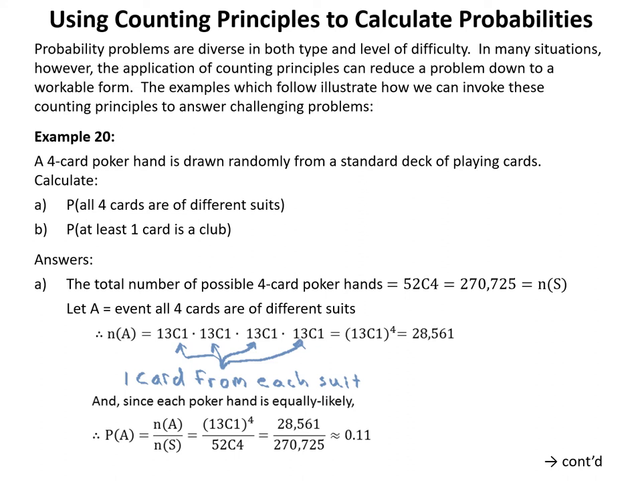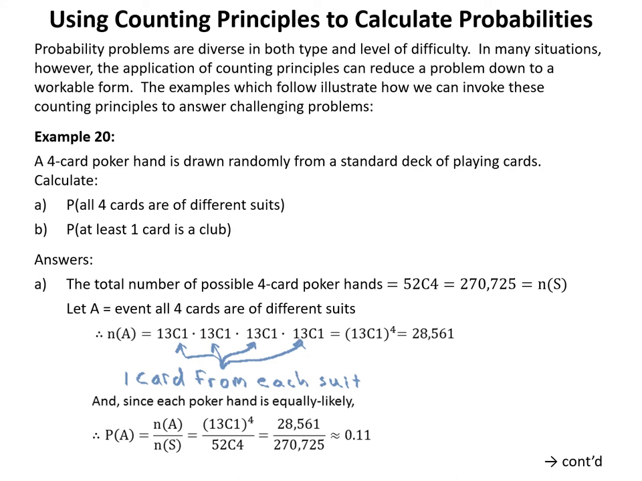Now in part A, we can start with looking at the overall sample space, and that will apply to both parts A and B. The total number of four-card poker hands, which comprises our sample space, is simply equal to the number of ways of choosing four cards from a deck of 52. That just equals 52 choose 4. That's a large number, and it actually works out to be 270,725. So you can see that the notation 52 choose 4 is good to use, and it makes things pretty clear as we go. Now let's define the event A as equaling the event that all four cards are of different suits.